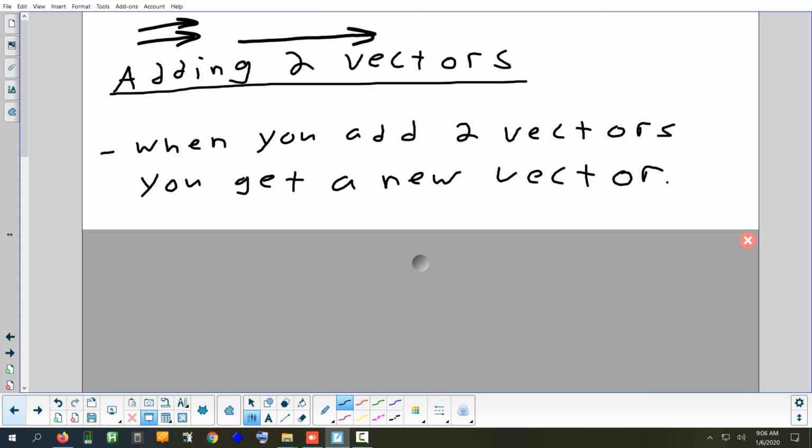Sometimes the direction also changes. Let's say there's an object right there. If you're pushing up on it, and then your friend comes along and pushes right on it, what's going to happen now is it's going to move up and to the right. So the direction is going to change because you're pushing one way and they're pushing the other.